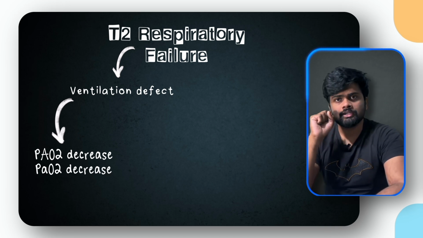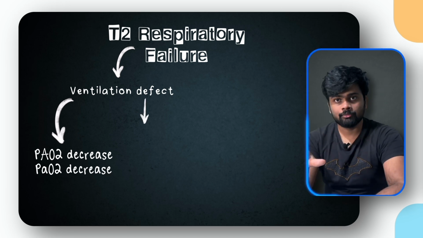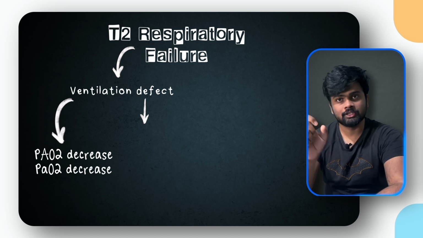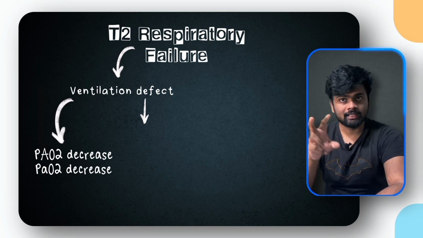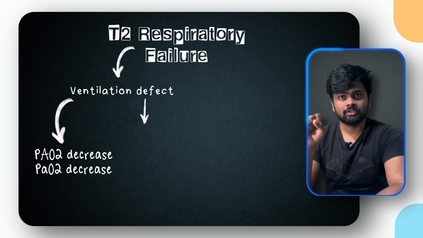So what about carbon dioxide now? In order to study carbon dioxide, we have to think about two things: one is the gradient and another is the interstitium. What about the gradient?